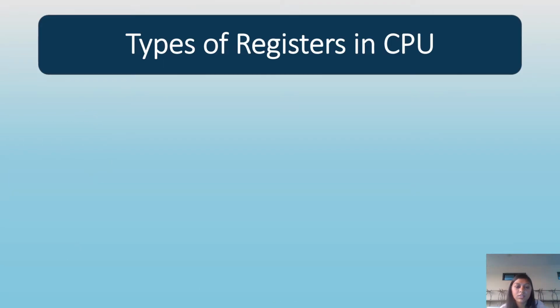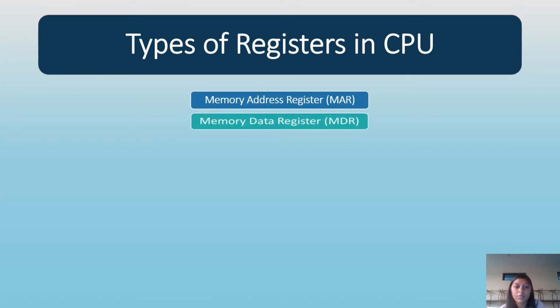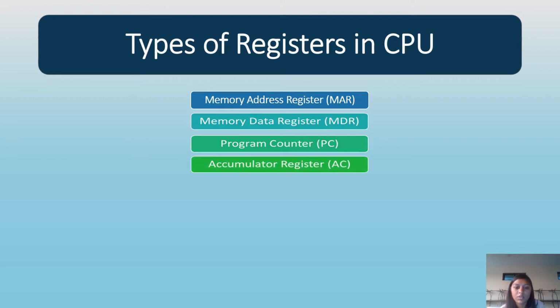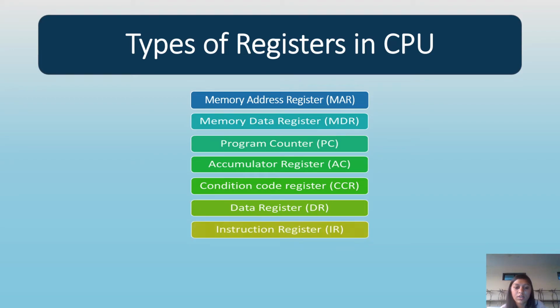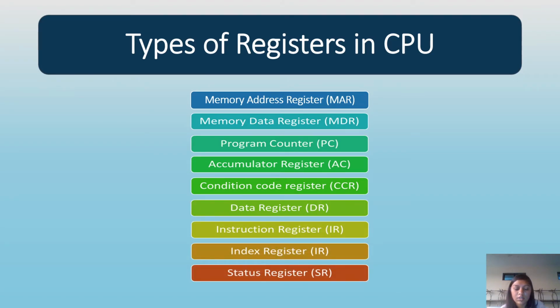Let's see the various special purpose registers in CPU. The memory address register, memory data register, program counter, accumulator register, condition code register, data register, instruction register, index registers, and status register. These all are the special purpose registers. Let's see one by one in detail.